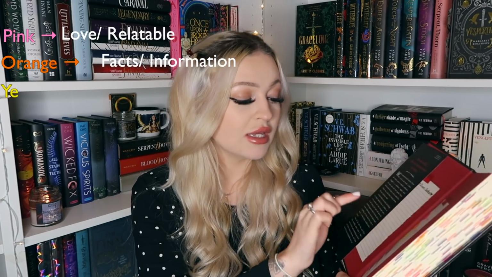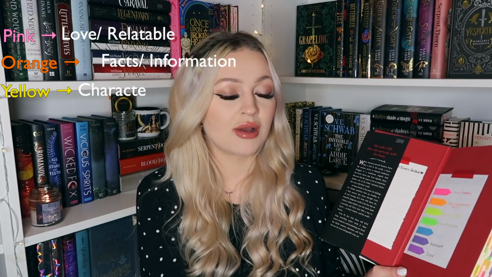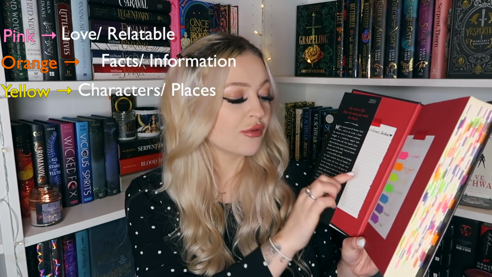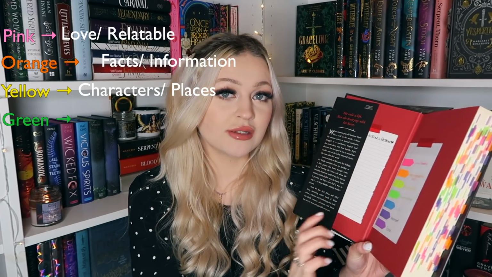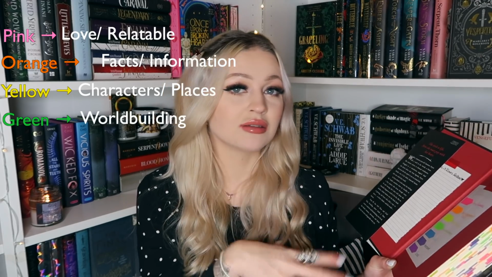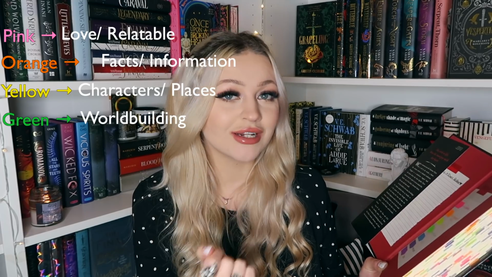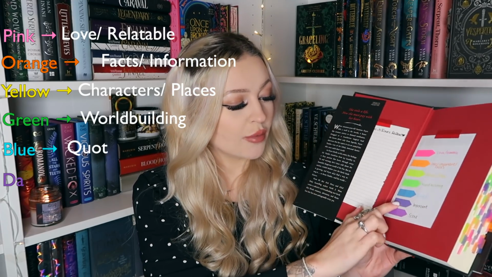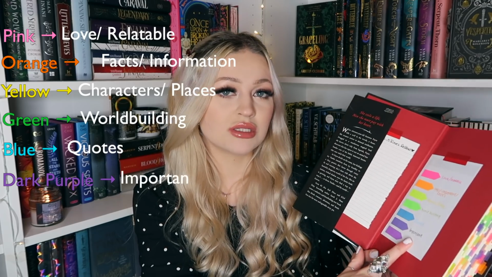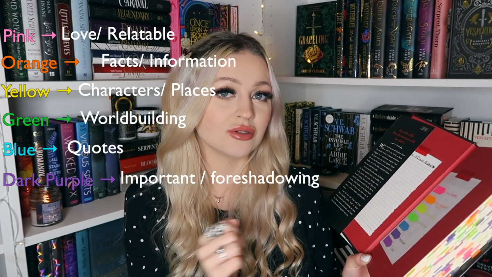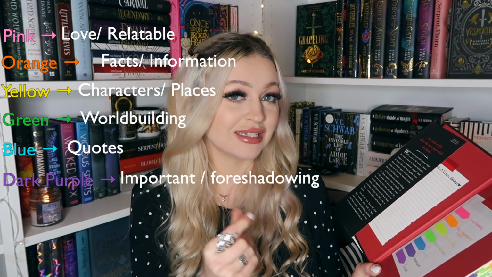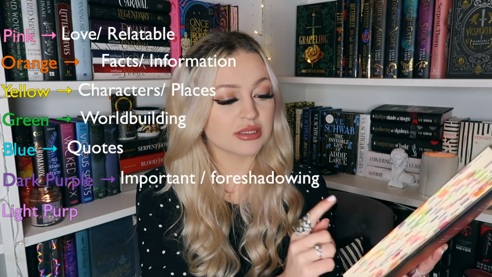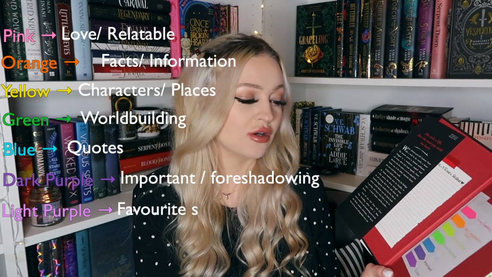For the yellow tabs, I use that for a new character or a new place being introduced. For the green, I use them as world building, so any information to do with the world, like Prythian in here, I would highlight in green. The blue ones were for quotes, and the dark purple I used for anything that was important, any really important details, anything that I thought would later be really significant in the book. And then the light purple ones I just used for any scenes that I really loved. That's what I did in this one.